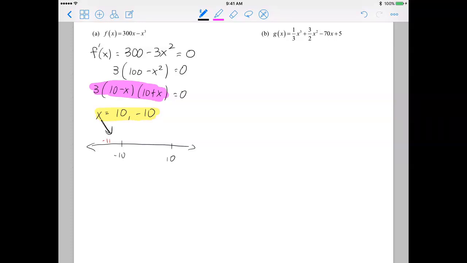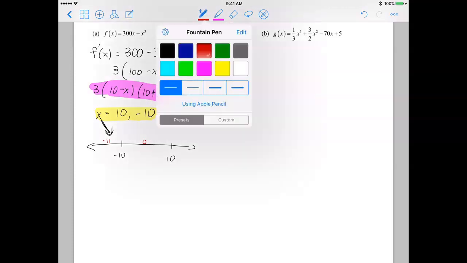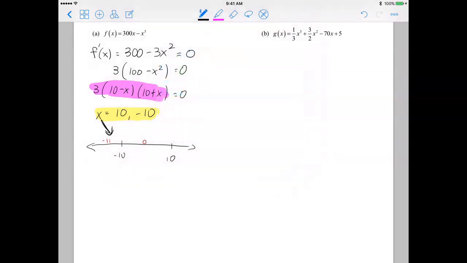And so in this section, the function is going to be decreasing because f prime was less than 0, or negative. Okay, in the second section, we could choose 0. That's typically the value that I'm going to choose just to make things easy on myself. So if I plug in 0 for x, 10 minus 0 is positive, and 10 plus 0 is also positive, and two positives are going to make a positive.